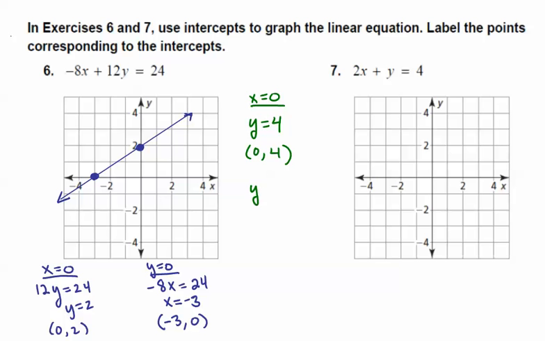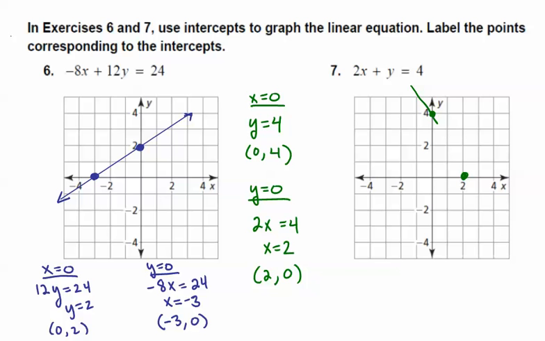Next, we're going to let y equal 0. And when y is 0, we have the equation 2x is equal to 4. And 2 times what is 4? 2 times 2 is 4. So we have the point 2, 0. So we're going to graph these 2 points. X is 0, y is 4. X is 2, y is 0.